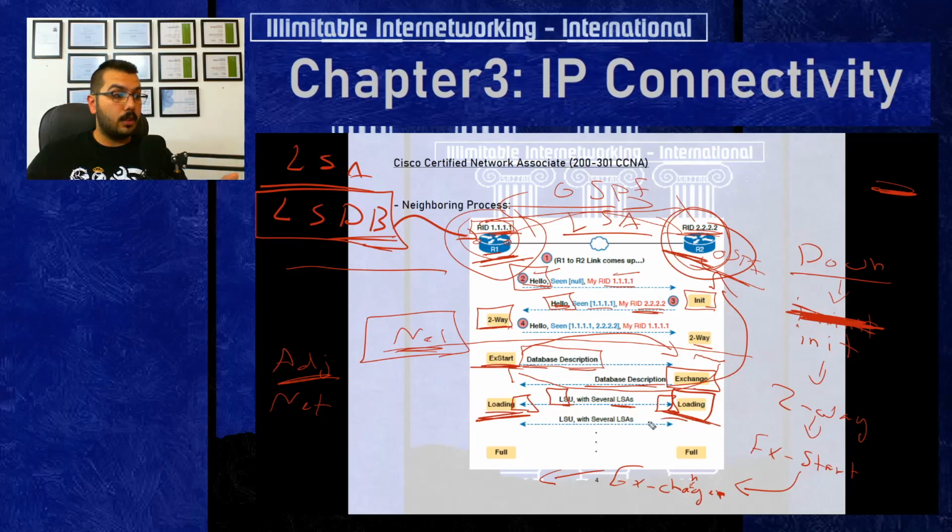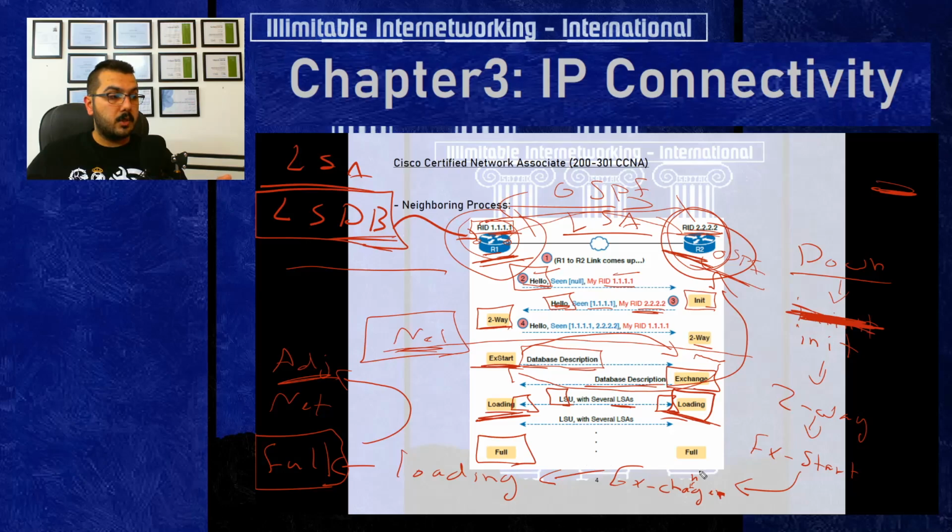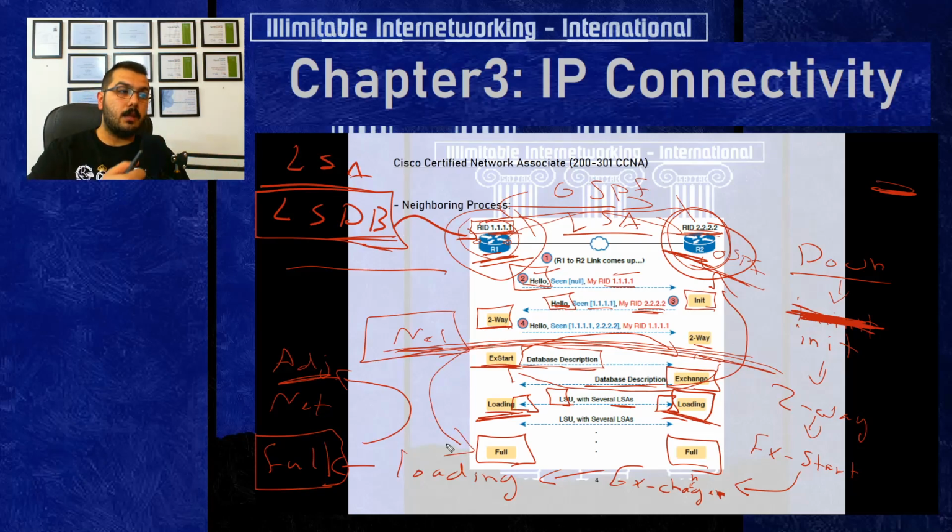After we finish the Loading state, which is exchanging the information, we are then Full, which is what's called full adjacency between two OSPF routers. So these are all the states of the formation of adjacency between two OSPF routers. It might stop at the two-way state or complete at Full. We will talk about this in a few minutes in the upcoming slides. So the entire process is clear to you.